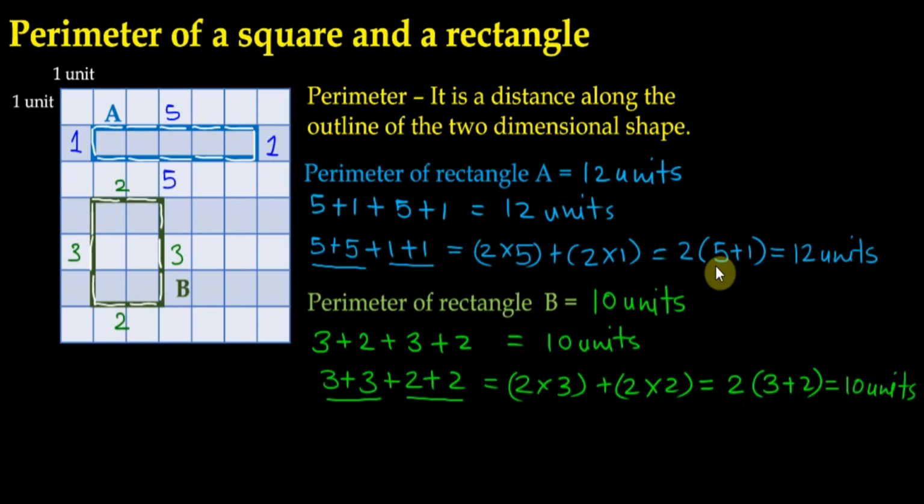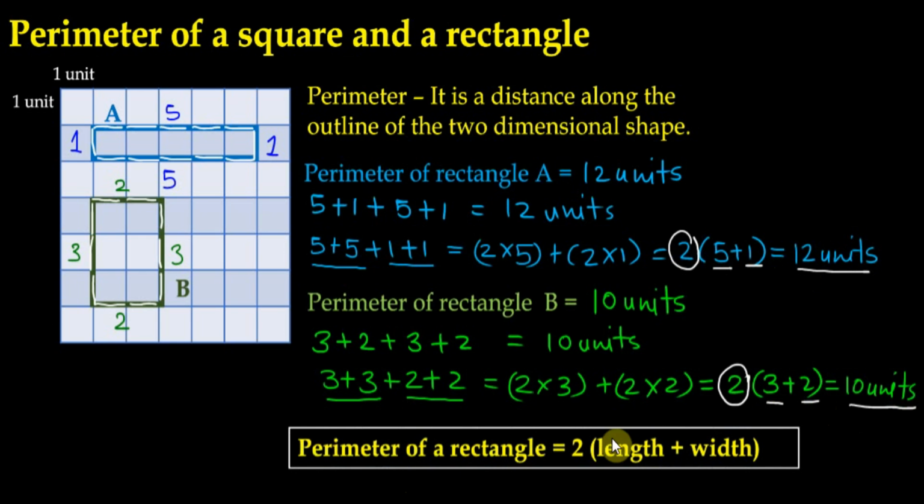Now here 5 is the length of rectangle A and 3 is the length of rectangle B, and 1 is the width of rectangle A and 2 is the width of rectangle B. So if we know the length and the width of a rectangle, then twice the sum of length and width will give us the perimeter of that rectangle. Therefore, we can conclude the perimeter of a rectangle is twice the sum of length and width. So we can use this formula to calculate the perimeter of any rectangle.